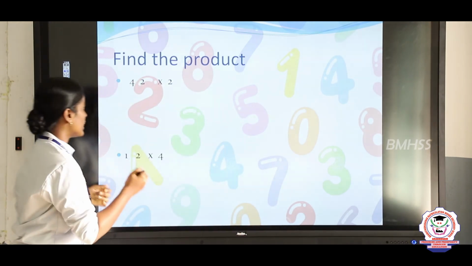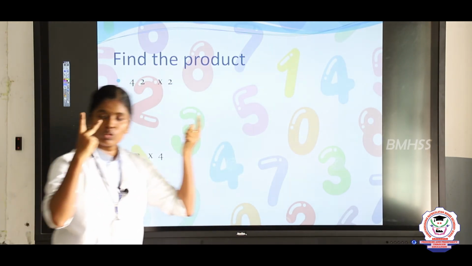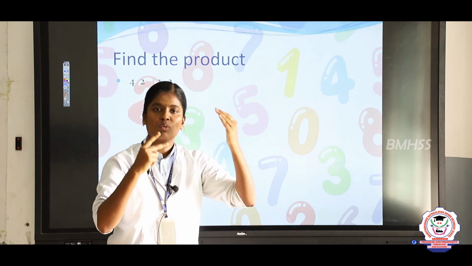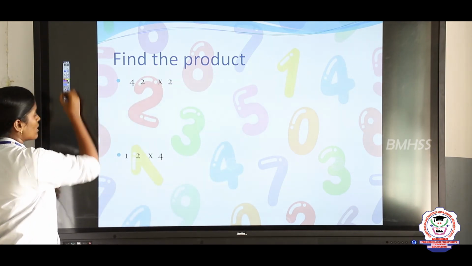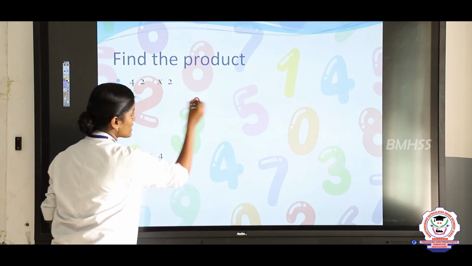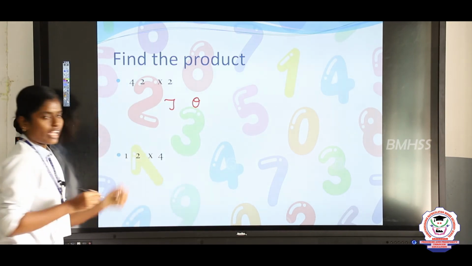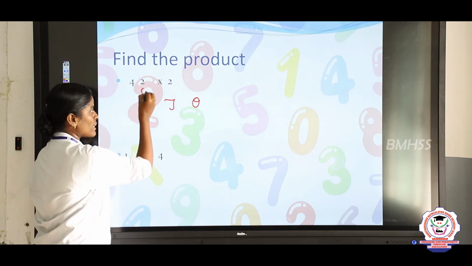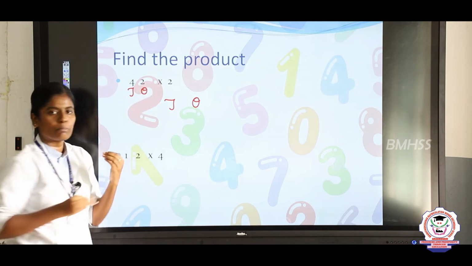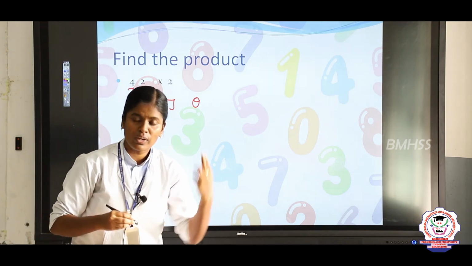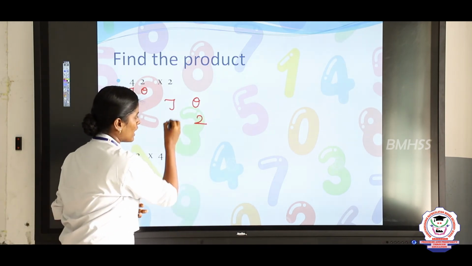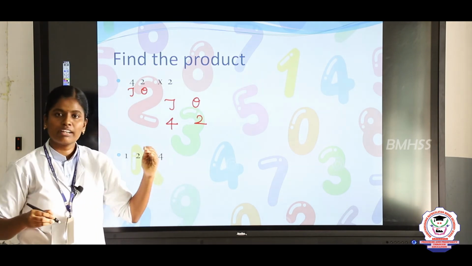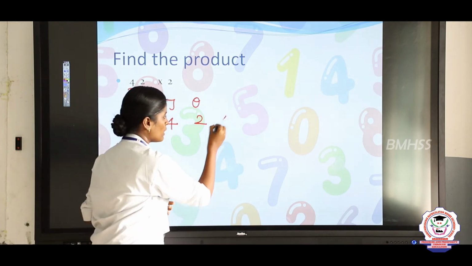So first you will write, we have two places only. Okay, so write ones and tens place. First you should write ones, tens. Next, this is the ones place value and this is the tens place value. 2 is the ones place value and 4 is the tens place value. So write 2 and then 4. Next you will multiply by 2.